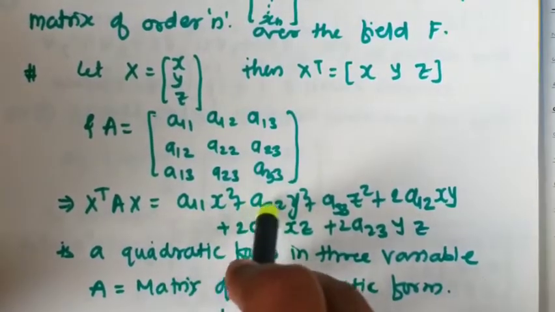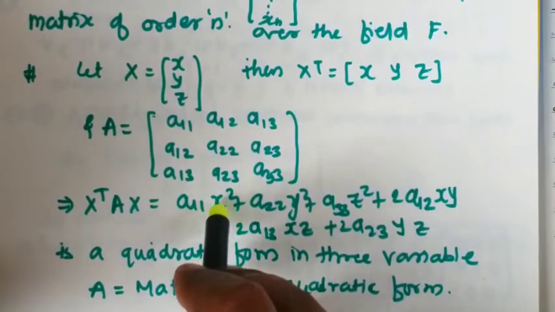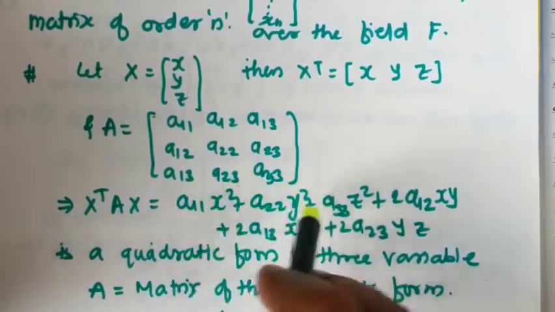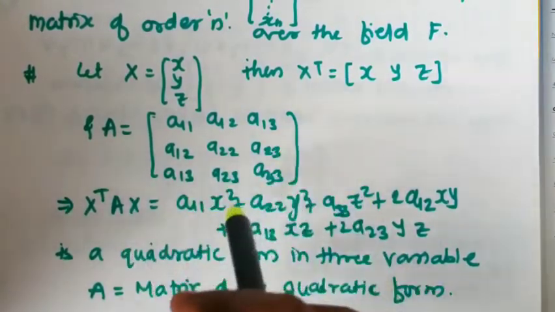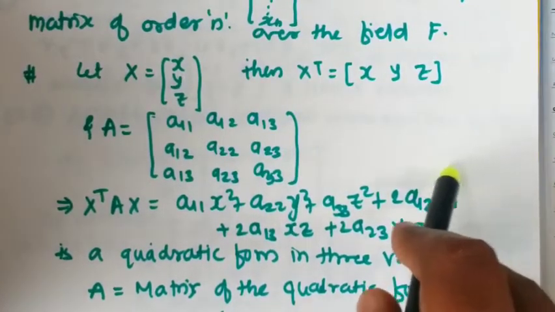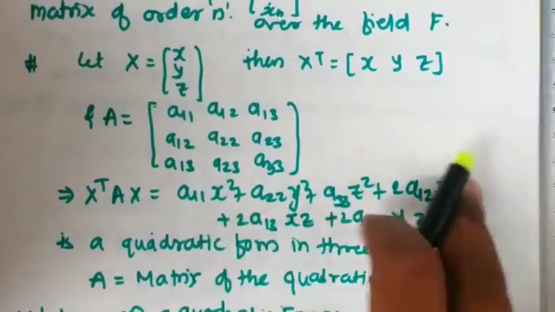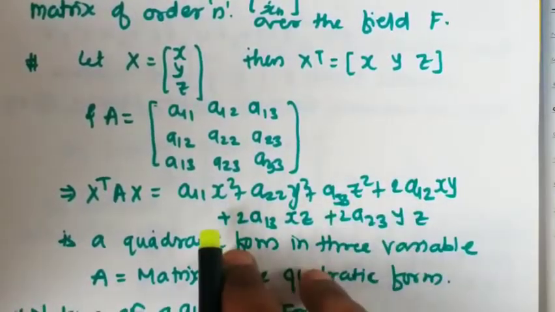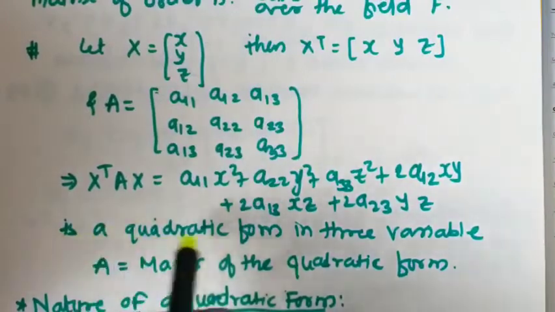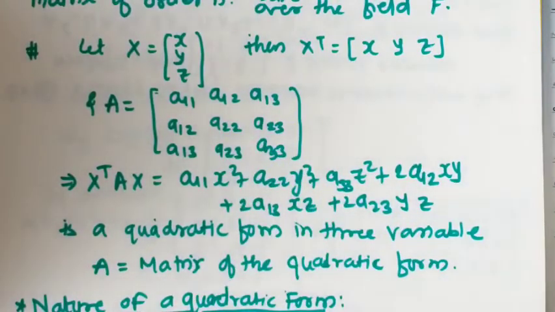Now a11, a22, a33 are numbers, and if you see the degree of the variables x square, y square, the degree is 2. As it is a quadratic form, each term's degree will be 2. For x into y, the degree of x is 1 and of y is 1, so we have a multiplication, 1 plus 1, so the degree of this term is 2. For the next two terms also, the degree is 2. It is a quadratic form in three variables. The definition we have discussed of a quadratic form is in three variables.